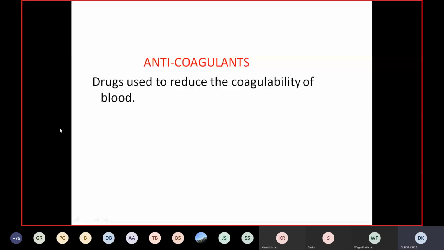So anticoagulants are just the opposite of coagulants, the drugs which reduce the coagulability of the blood. Whenever there is an increased risk of formation of thrombosis, embolism, or increased risk of clotting, in that condition we have to give anticoagulant agents, in thromboembolic disorder. But in the normal condition, our body has natural anticoagulants that I already discussed yesterday. Do you remember what the natural anticoagulant mechanisms are?